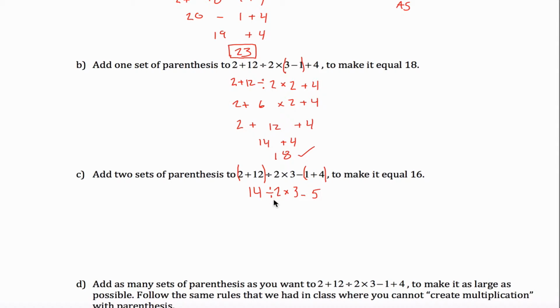Let's see, 14 divided by 2 is equal to 7. And 7 times 3 is equal to 21. And 21 minus 5, sure enough, that gives you 16.